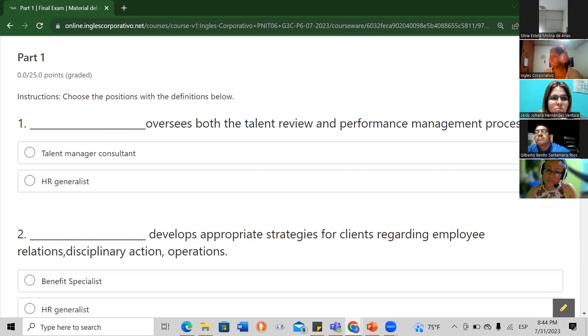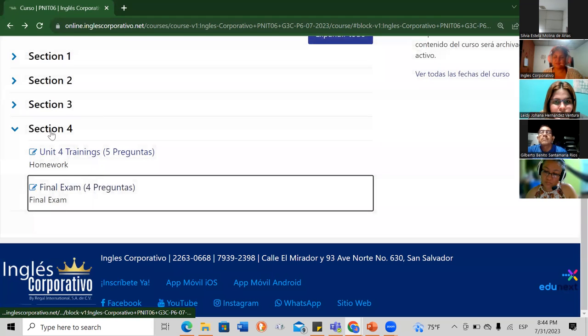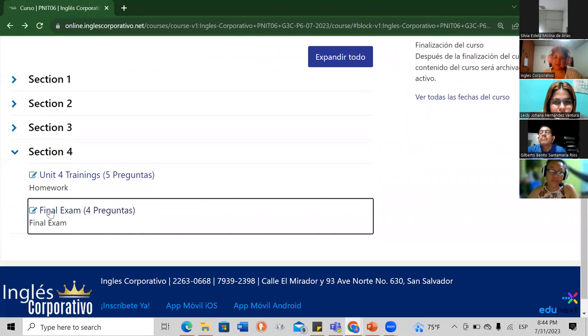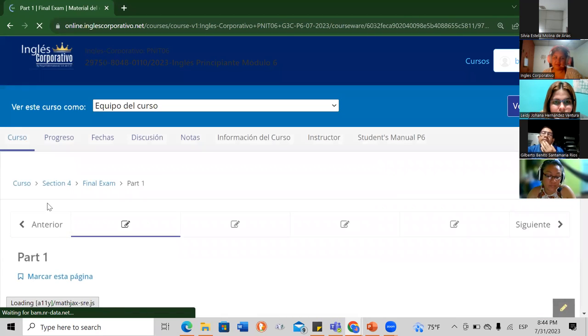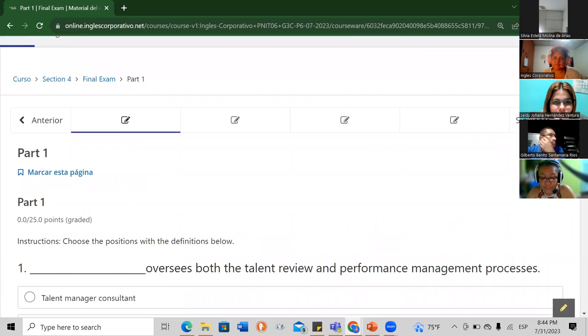Teacher, no encuentro ese examen. Okay, if you go to all the sections, it is section number 4, but it says final exam. It's here. Then click on it. There you will have part 1, part 2, part 3, and part 4. Let me know if you have it, okay? Si lo encontró. Sí, teacher, ya lo encontré. Okay, thank you.